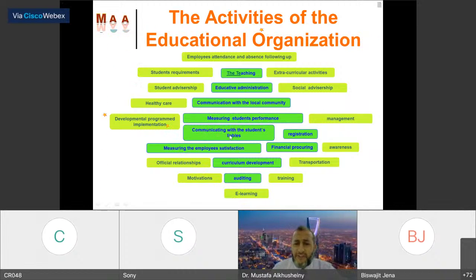activities. So the main activities in any educational organization, for example: teaching, educative administration, communication with the local community, measuring student performance, communicating with the students' families, measuring the employee satisfaction, financial procuring, registration, curriculum development, auditing, and there are also management activities: employee attendance and absence follow-up, student requirements, student advisorship, healthcare development program implementation, official relationships, motivations, training, e-learning, transportation, and so on.